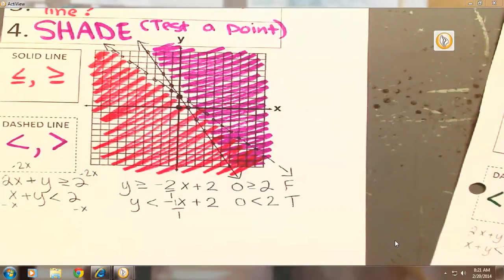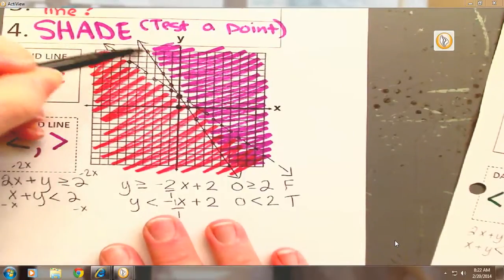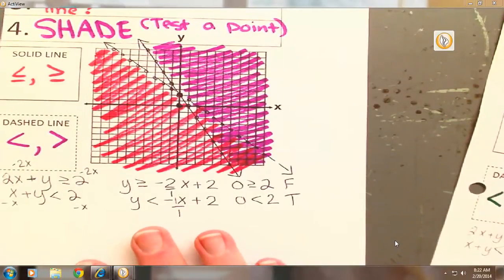For this particular graph, you should have one region that looks like a triangle up here on the top that's not shaded. Make sure that you're not shading in there, because that's not a solution for either of those inequalities.